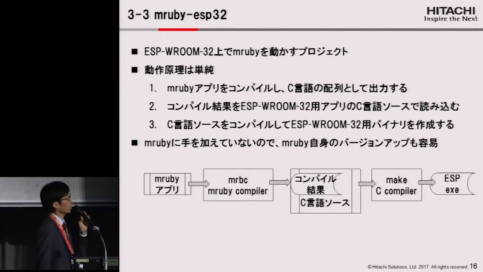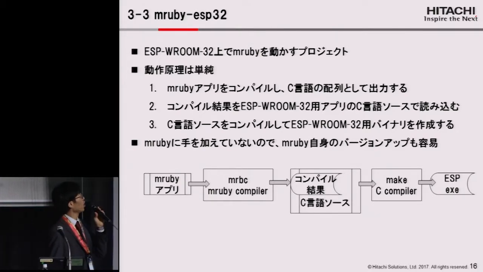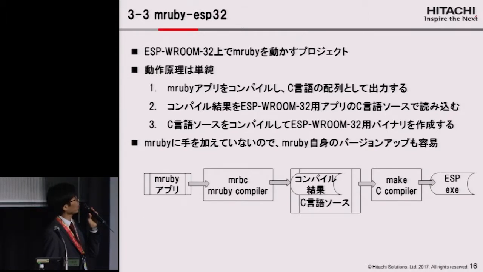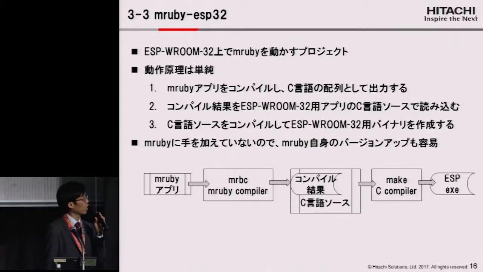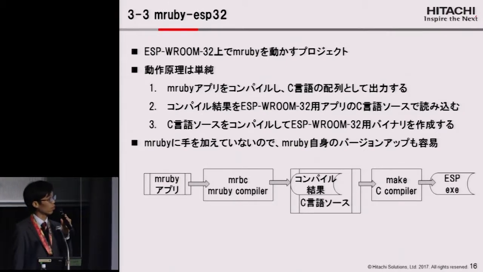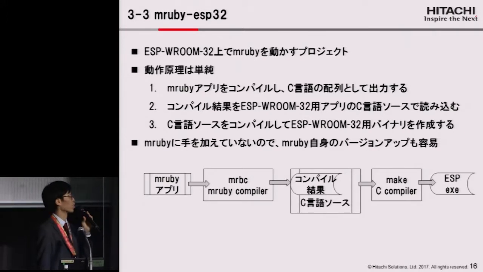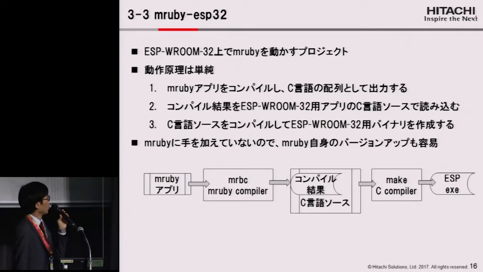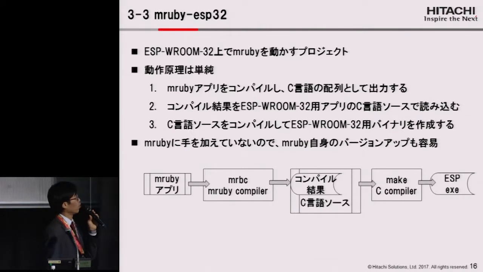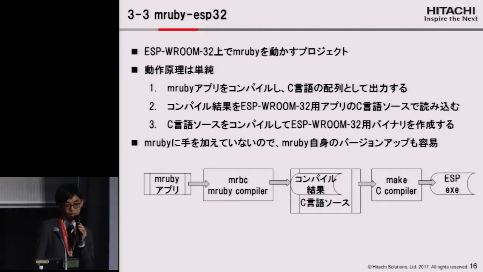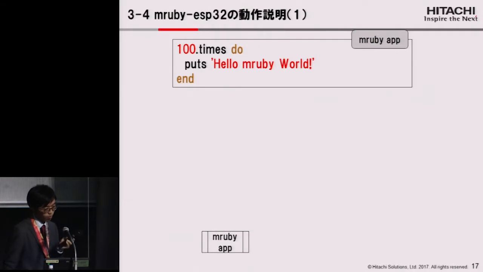Compile the mruby application and output it as a C language array. Then, in the C language source for the ESP-WROOM-32, read that array and compile it. As a result, the execution file for the ESP-WROOM-32 will be created. What I'd like you to pay attention to is that nothing is done to mruby itself, just a simple usage of commands. So it's very easy to upgrade the version of mruby.